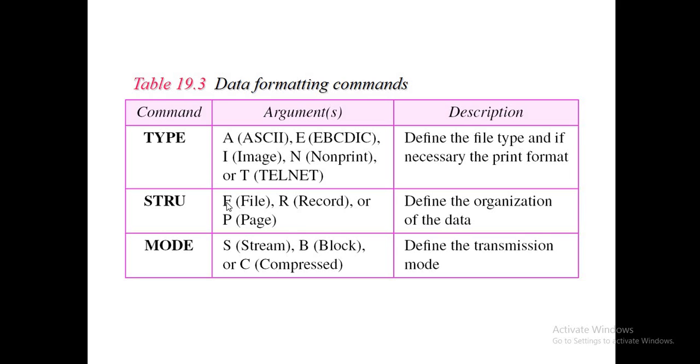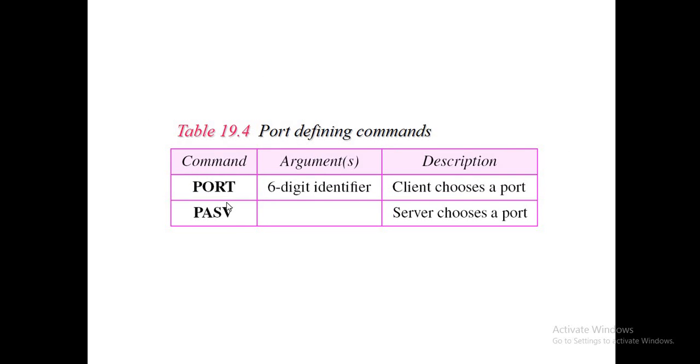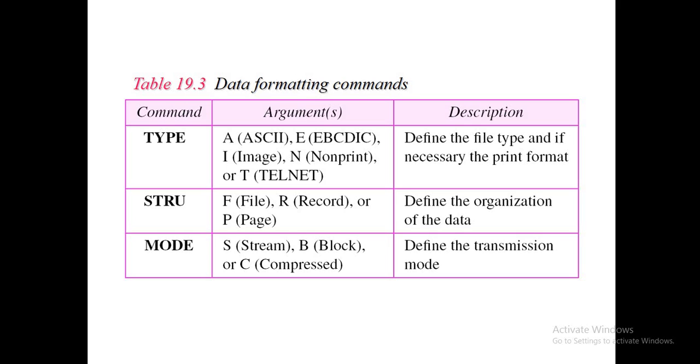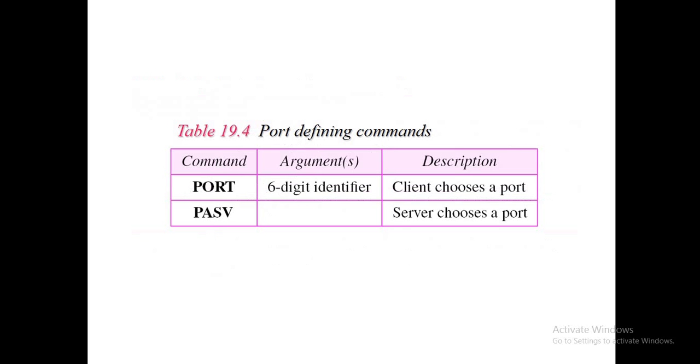Okay, so how do you tell the server about these? By using these data formatting commands. Then port defining commands: we know that the data connection is established after the client issues a port command with the client port. So, how is it sent? Using this command, PORT. Then the server chooses a port, how? PASV is the command for that.